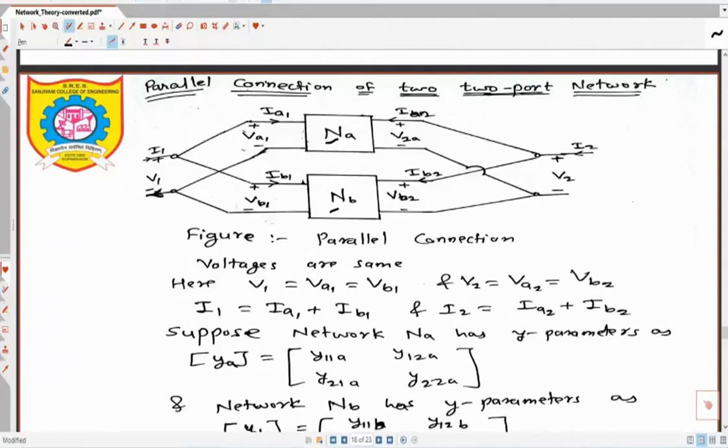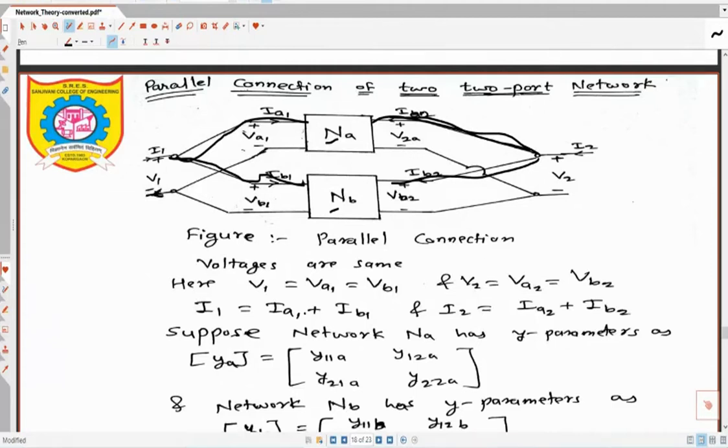Welcome all. So the next practical is the parallel connection of two two-port networks. This is nothing but a parallel connection because the voltage V1 is given to network A as well as to network B with respect to the negative terminal. Similarly, voltage V2 is given to network B as well as to network A. So these are connected in parallel.